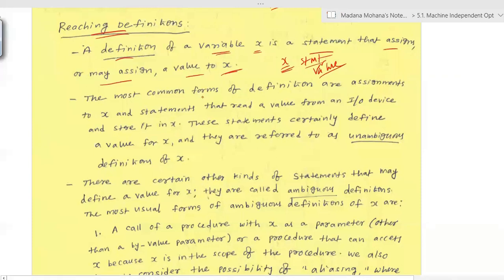The most common forms of definitions are assignments to X and statements that read a value from an input/output device and store it in the variable X. These statements certainly define a value for X, and they are referred to as unambiguous definitions of X. Unambiguous means a unique definition. It does not contain more than one definition.